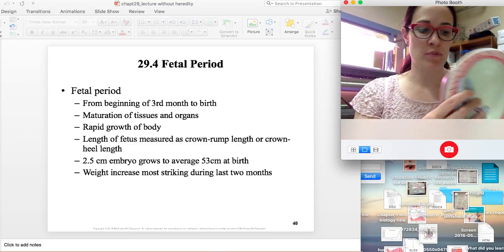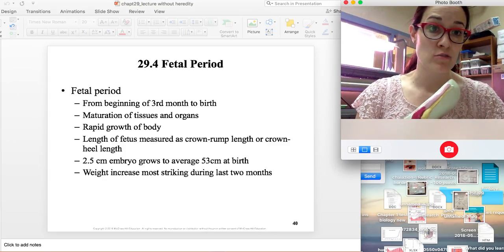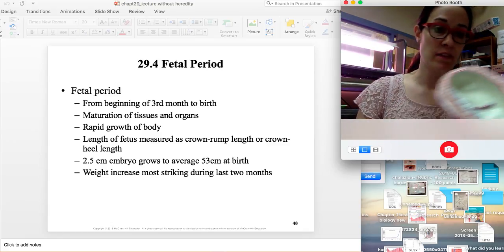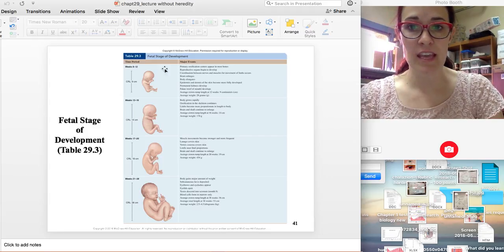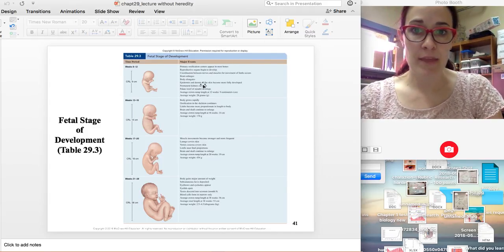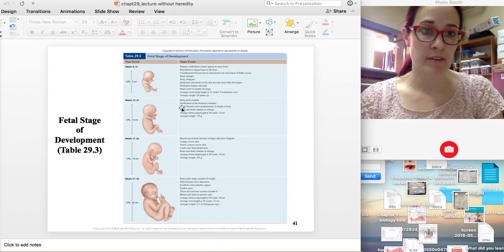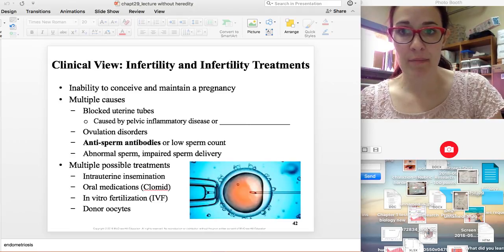If you've ever seen a preemie baby, they actually look quite skinny, and their skin looks wrinkly because they haven't put on the fat yet, like they should have in utero. And then your book has, in table 29.3, major events that happen in the different timelines, and we'll talk about those in class, major things that happen.